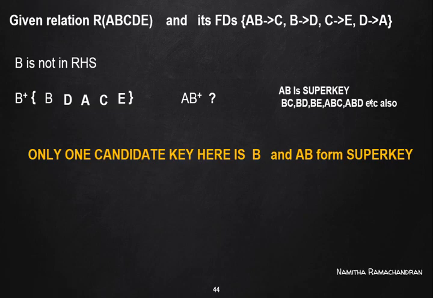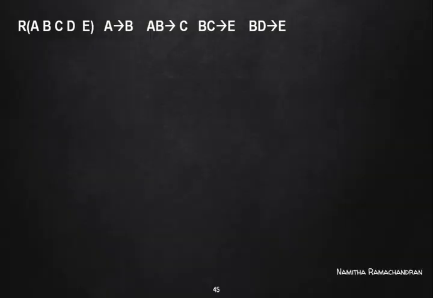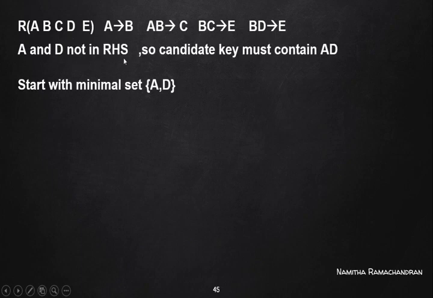Okay, consider another example. Here the relation is R with the same set of attributes A, B, C, D, E. And the functional dependencies are like A derives B, AB derives C, BC derives E, BD derives E. First, analyze the RHS part. B is present, C is present, E is present, again E is present in the RHS part. And attributes A and D of our relation R are absent in the RHS part. Okay, so A and D are not in the RHS.